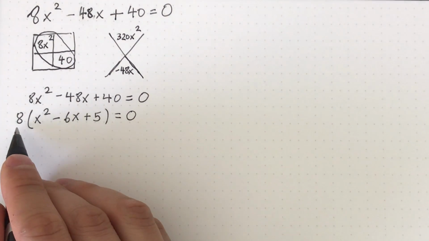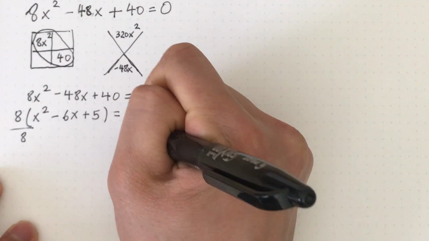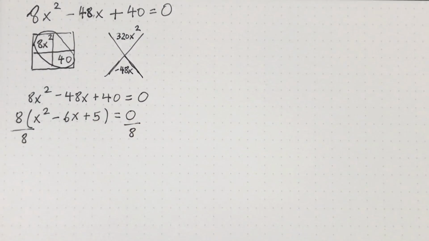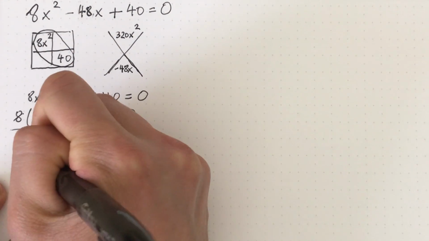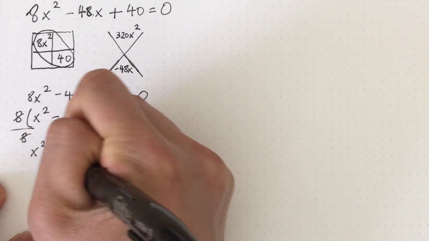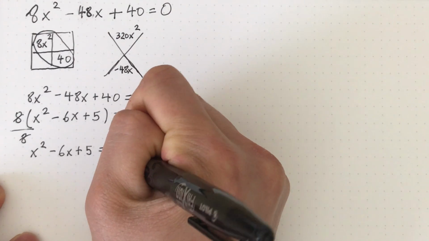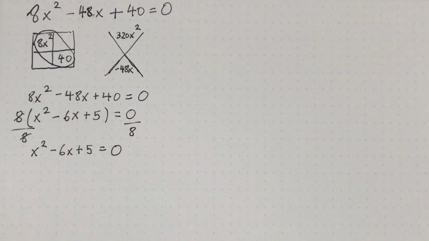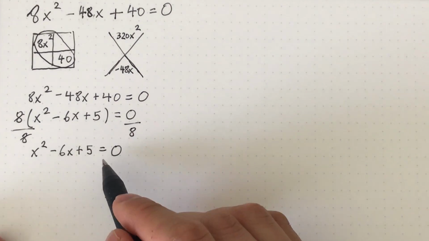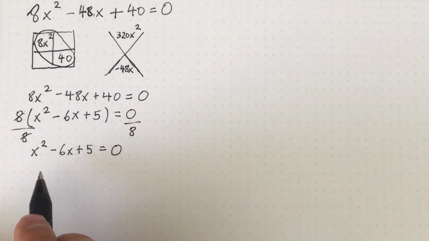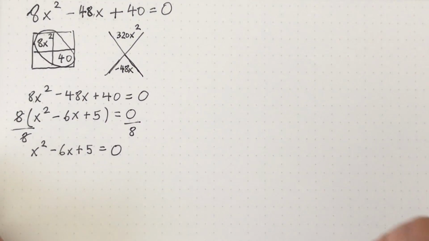Now that we have this, we can use the rules of algebra to divide by 8 on both sides. When we divide by 8 on both sides, the 8 goes away, and the left side just becomes x squared minus 6x plus 5. The right side is still 0, because 0 divided by any non-zero number is 0. So now all we need to do is factor and solve this equation, x squared minus 6x plus 5 equals 0.